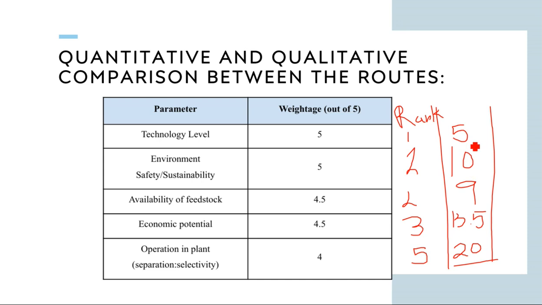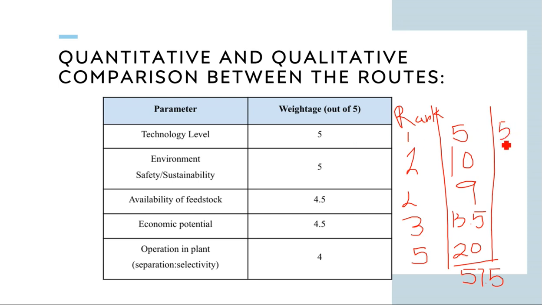So now if you see, for this method, the weighted total will be 20 plus 10 is 30, plus 5 is 35, 35 plus 9 is 44, and 44 plus 13.5 will be 57.5. So for this method, the overall score that will be used to compare this method will be 57.5.